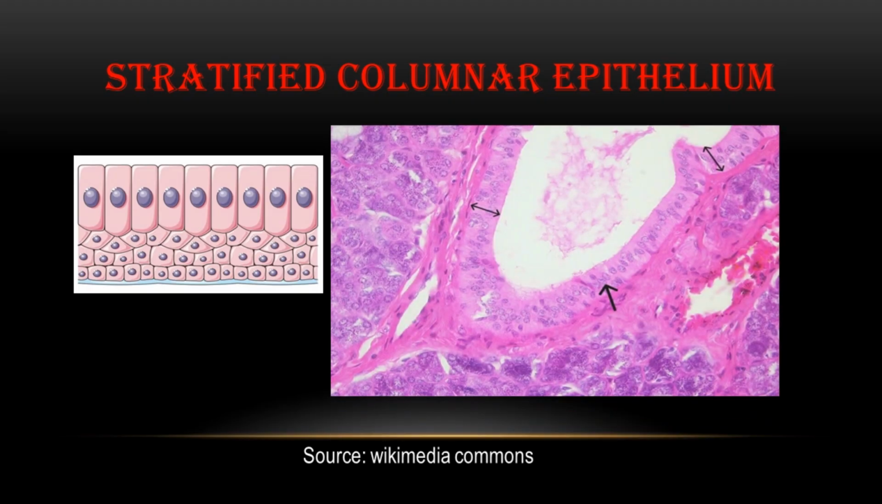Here you can see the histological section of stratified columnar epithelium. The double arrow shows the extent of the epithelium, and the arrow pointing to the nucleus shows the shape of elongated cells. It is found in the conjunctiva of the eye.